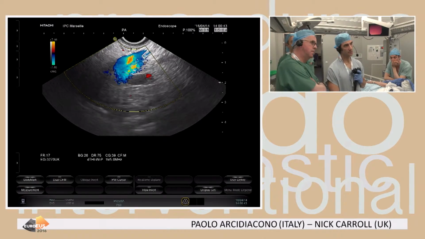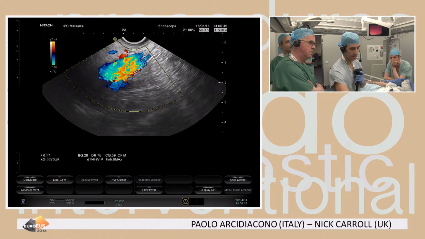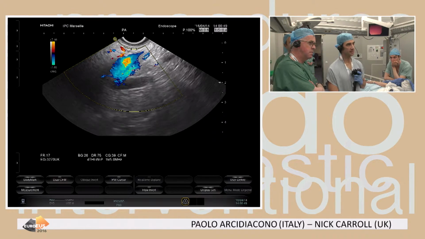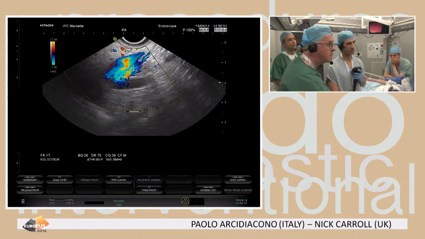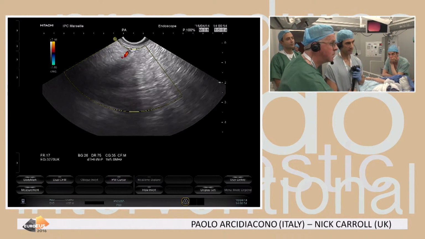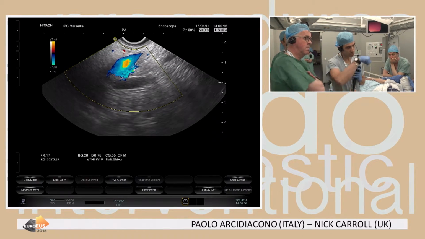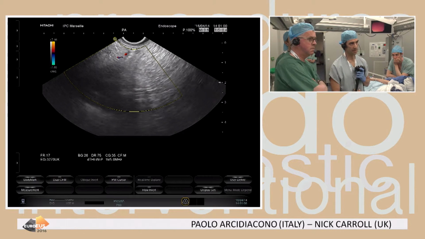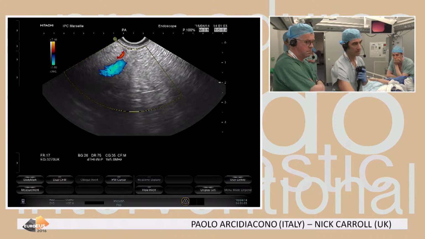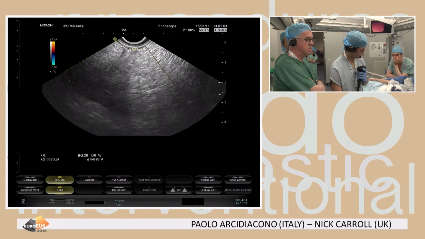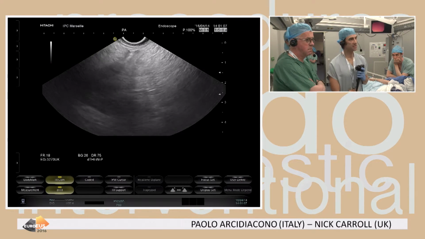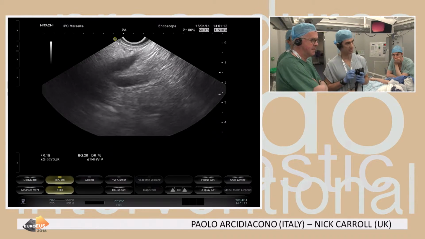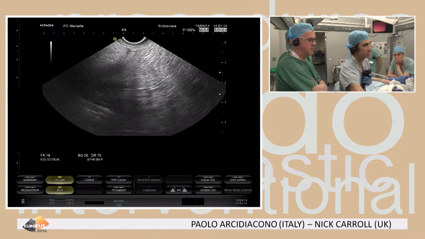Here we are looking at this old lady with a history of resected IPMN some years ago, I think. And now we are going to look if there is any recurrence of the IPMN in the remnant pancreas. So I'm using the Slim scope, very easy to use, not that easy to stay stable in the duodenum, but the quality of the image is very nice.